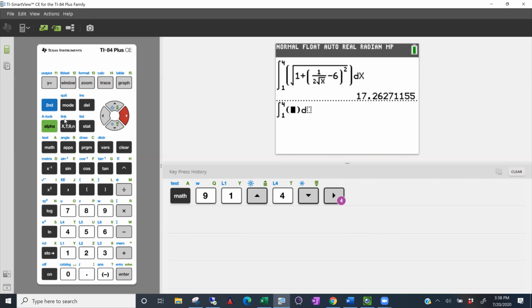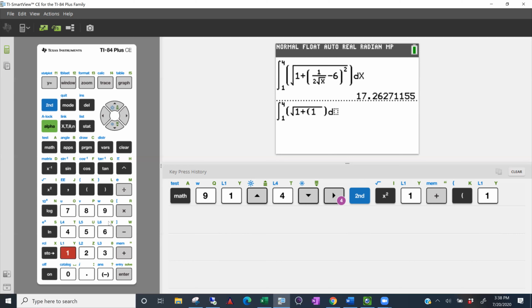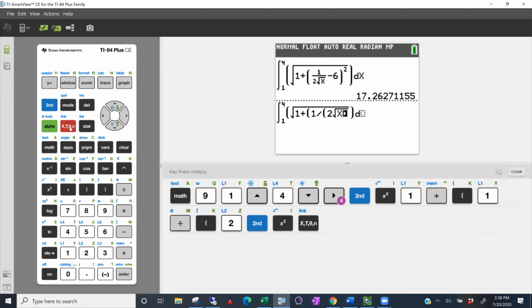I need to go to the right. There we go. So second, square root of 1 plus left parenthesis, 1 divided by. Now this time I'm not using that fancy stuff. What I have to do is use parentheses around the denominator, so that I don't just divide by 2 and then multiply by the square root of x. I'm dividing by this whole thing, 2, and then second square root of x. Now I got to exit this, and then a right parenthesis.